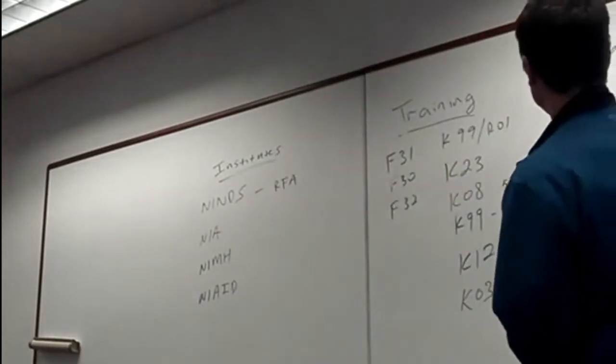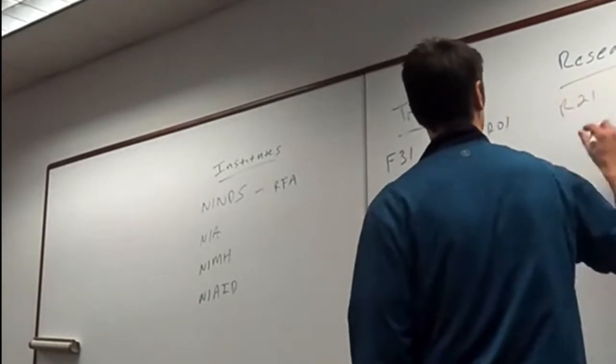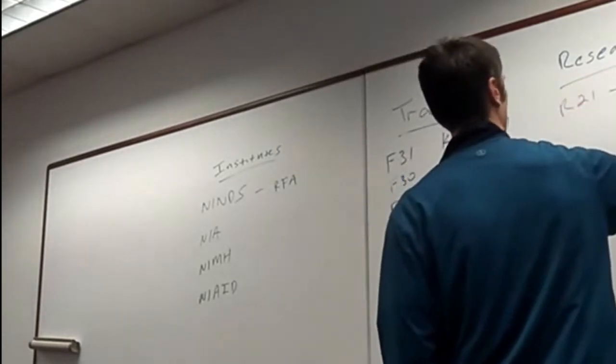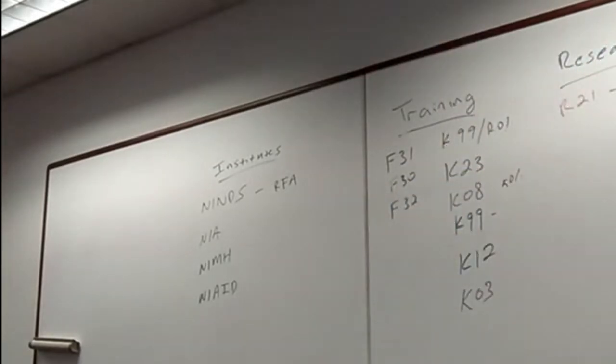Okay, so the research grants. The first big one is called an R21. An R21 is a 2-year grant. It's a maximum of $250,000 per year. And it pays indirects, right?